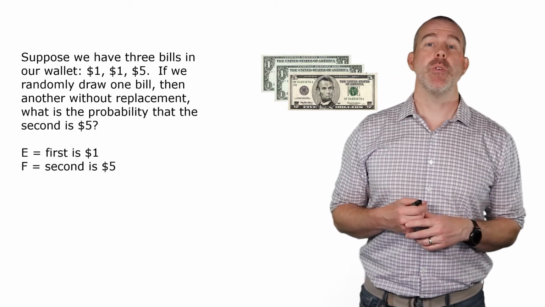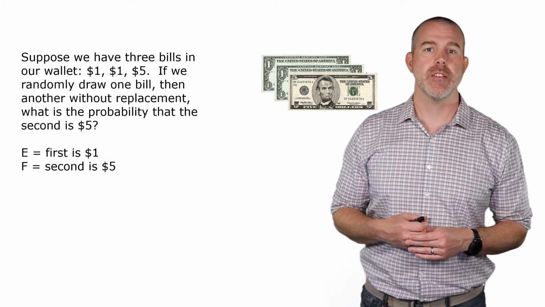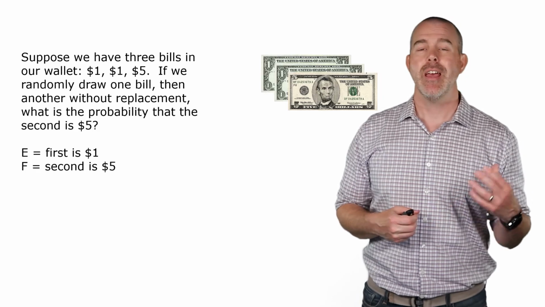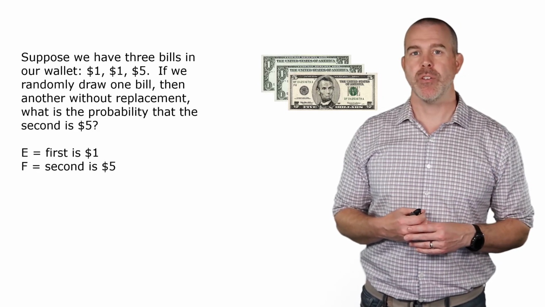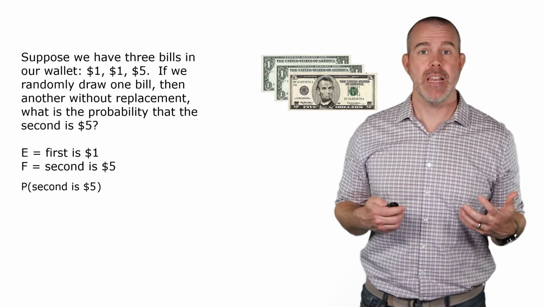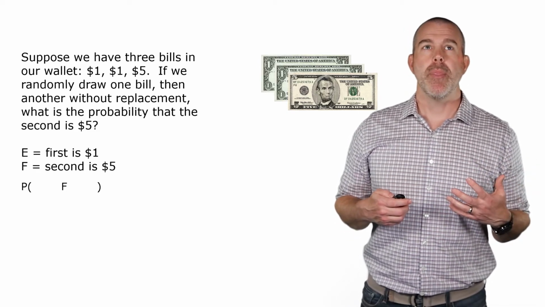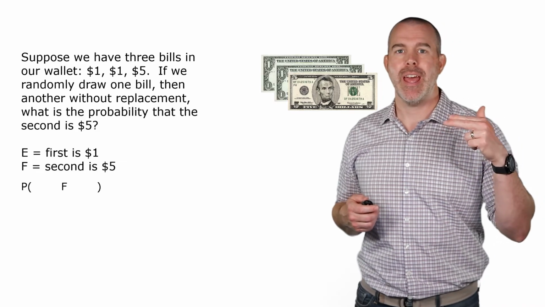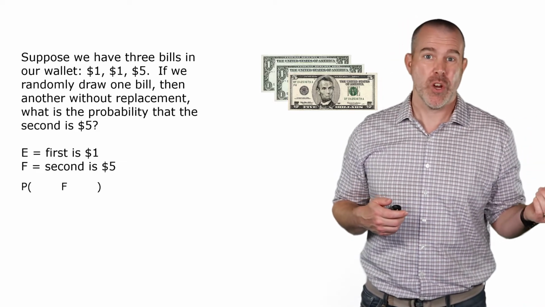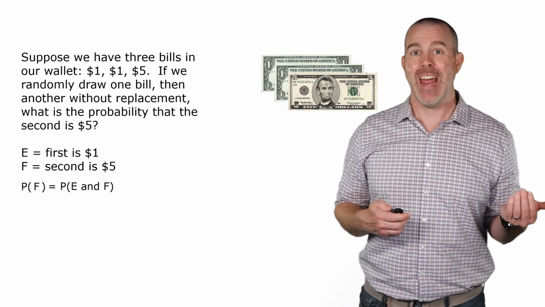We're going to define two events. One is the event E, that the first bill drawn is $1, and then event F is that the second bill drawn is the $5 bill. So what we want to find is the probability that the second is a $5 bill. So that's the probability of F. Well, technically, the only way you can get F is if E has occurred. So we really want to find the probability of E and F.